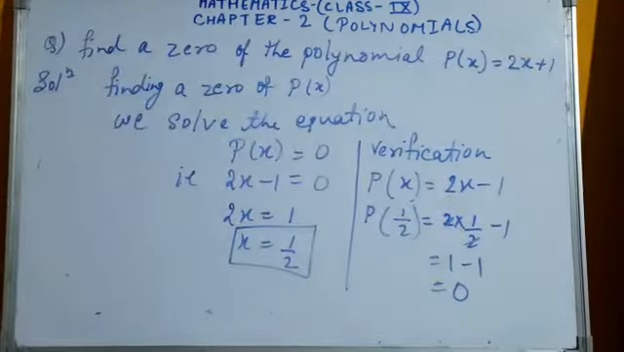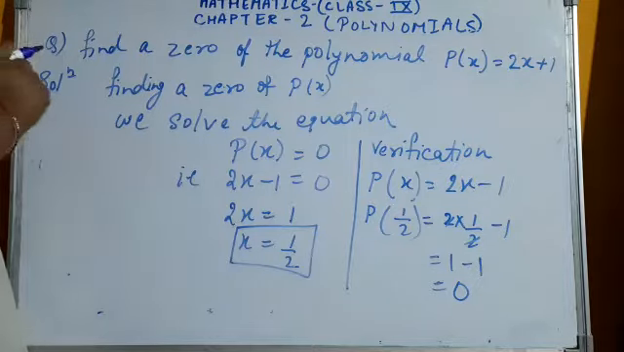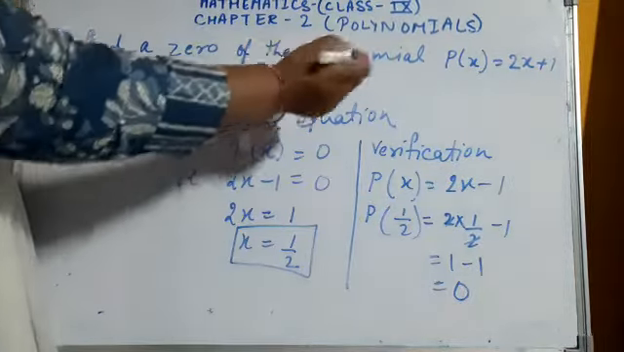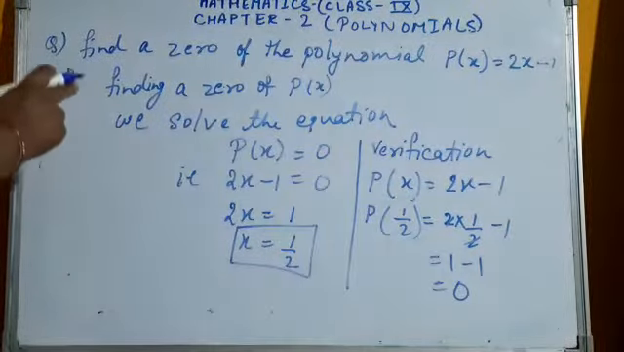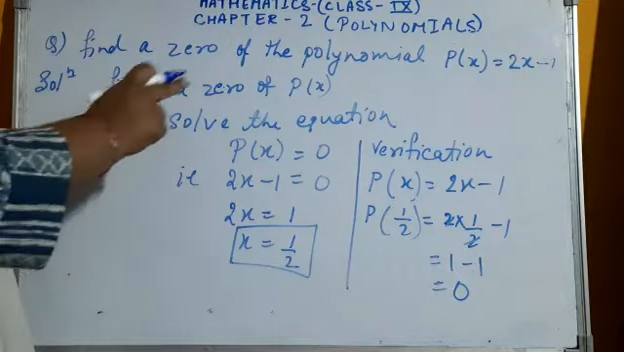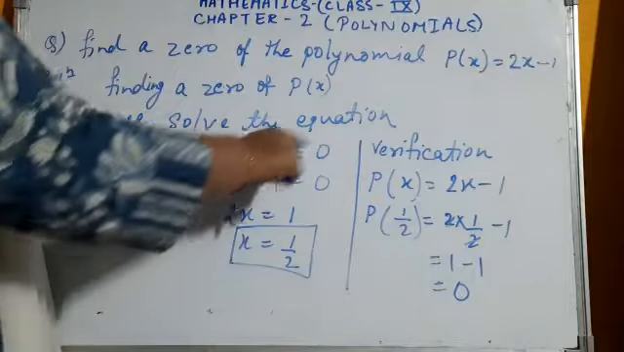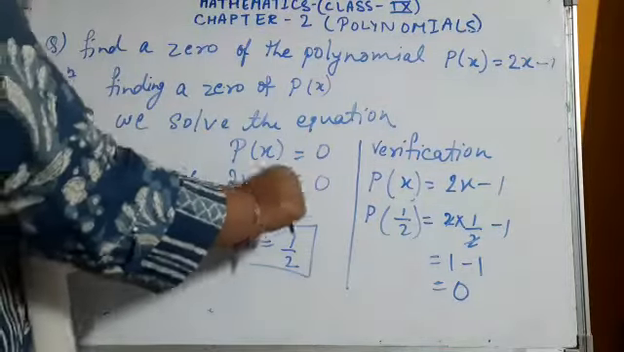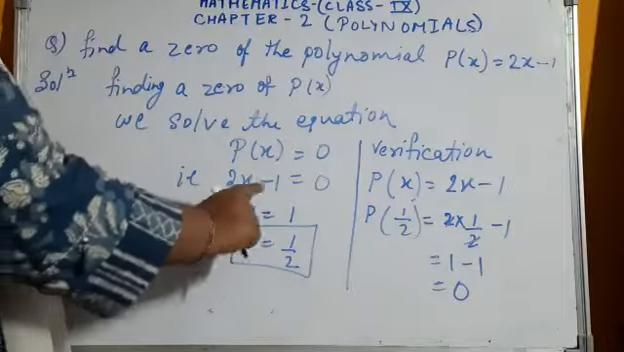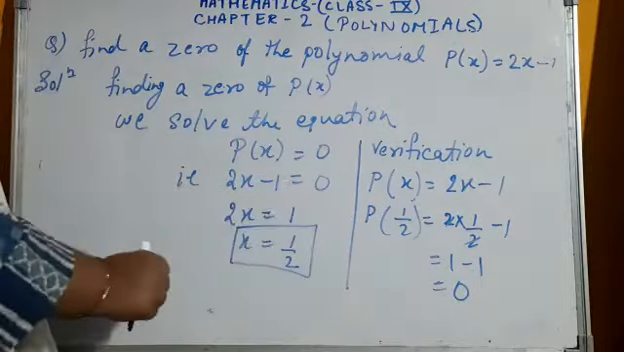Let us see a few questions based on 0 of the polynomial. One question is, find a zero of the polynomial p(x) is equal to 2x minus 1. For finding 0 of p(x), we have to solve the equation p(x) is equal to 0. So p(x) is 2x minus 1. Let us put the value over here. It is 2x minus 1 equal to 0. So 2x is equal to 1. When this minus 1 shifts this side, it becomes plus 1. So x is equal to 1 by 2.